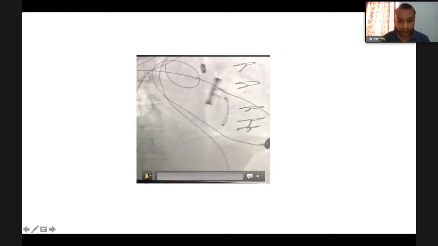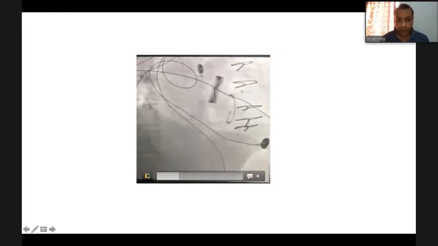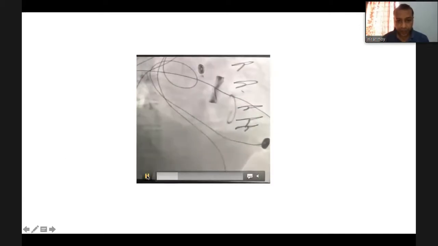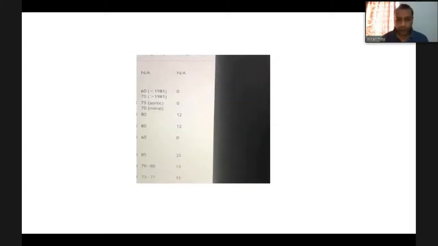Let's see. Look, this is a very nice valve. These two occluders are moving, so we can assume that the valve is properly functioning. It is an easy way to assess the valve.